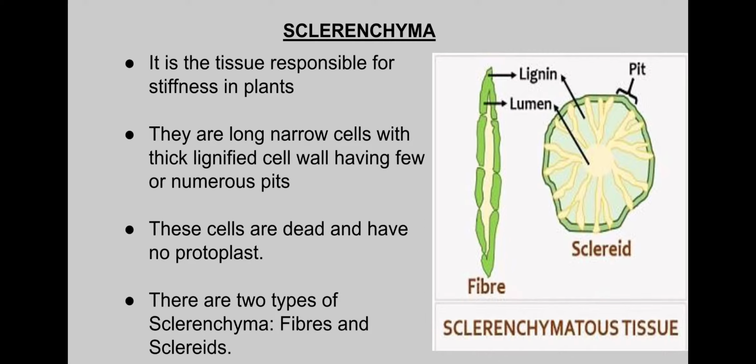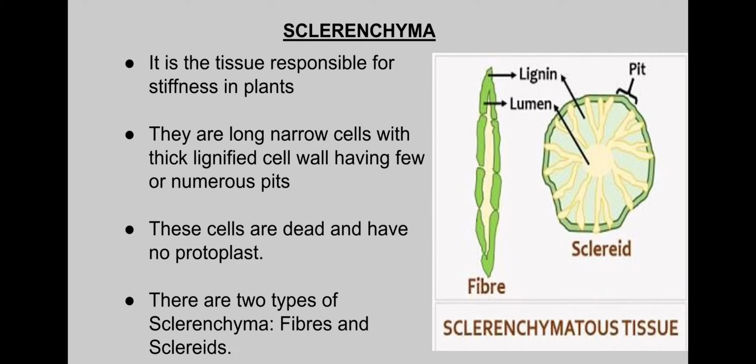Then we're going to move on to sclerenchyma. Now sclerenchymatic cells are responsible for the stiffness in plants. They are considered to be dead and have no protoplast at all. They are long and narrow cells and have thick lignified cell walls with numerous pits.